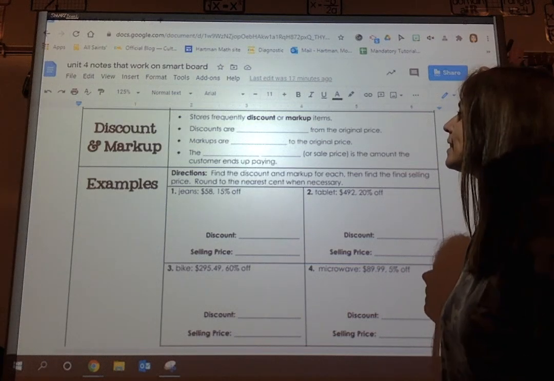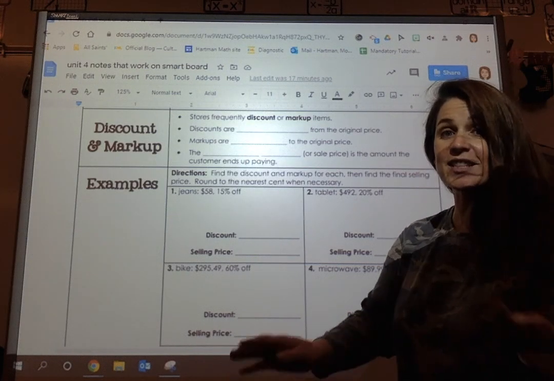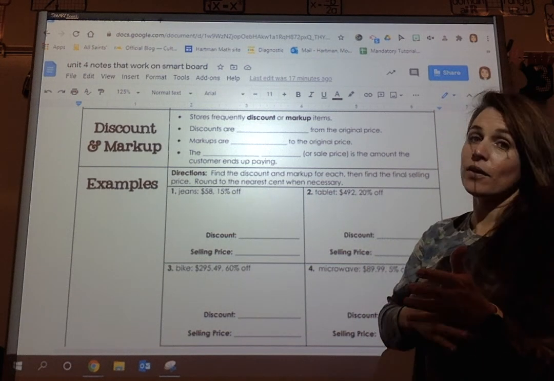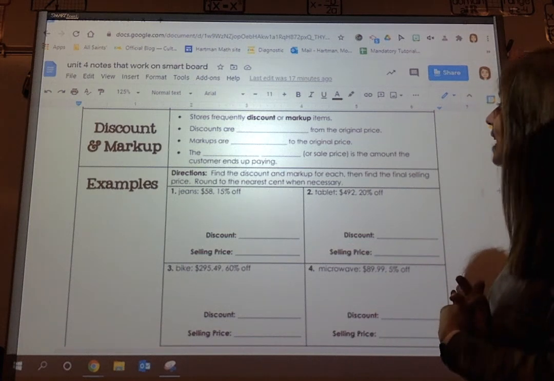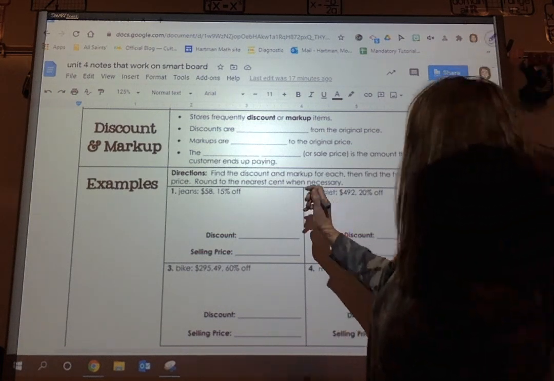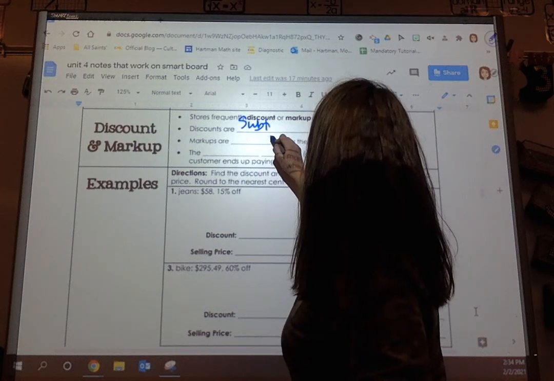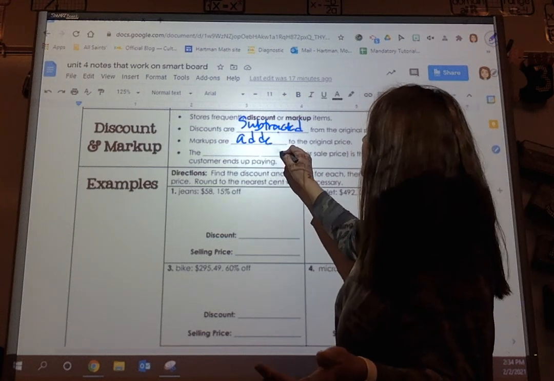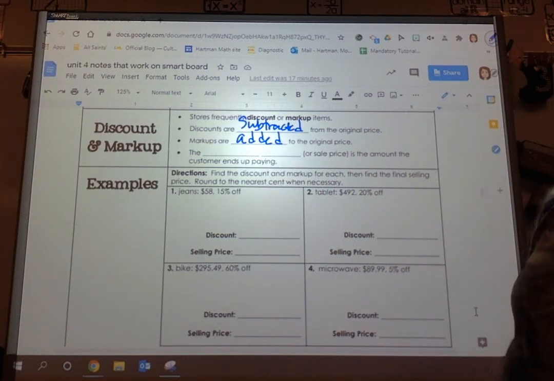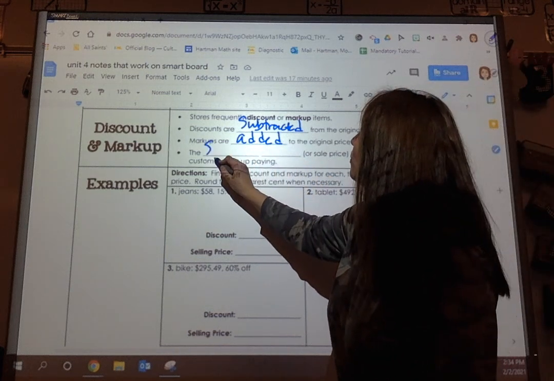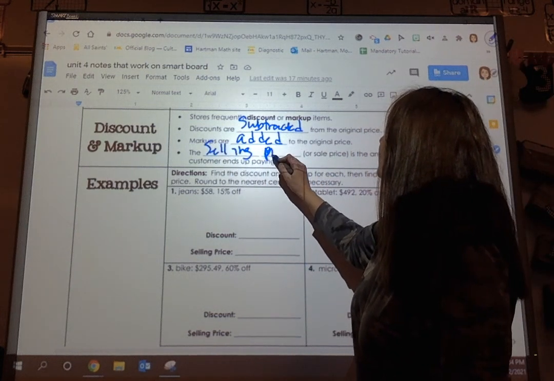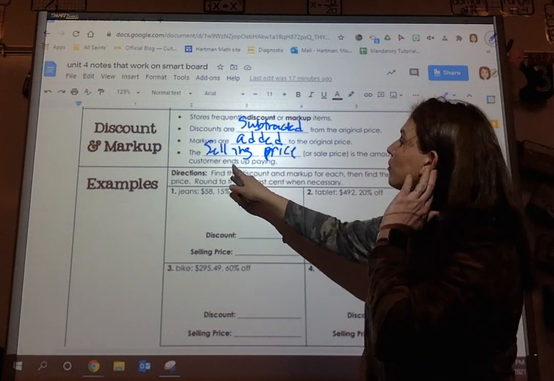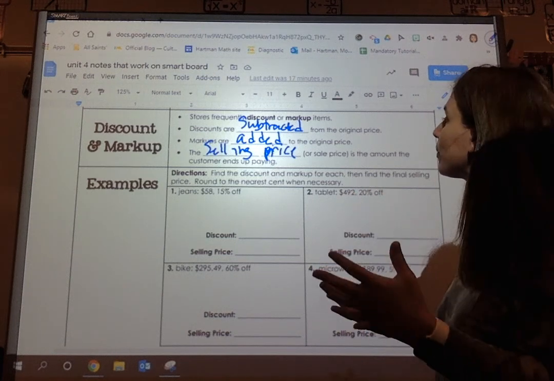All right, let's take a look at discount and markup. And we see this all the time. So stores frequently discount or they mark up items, and discounts are subtracted from the original price. And markups are added to the original price. So the selling price or sale price, what the store gives it to us for, is the amount the customer ends up paying. That's the selling price. That's the sale price that we see.